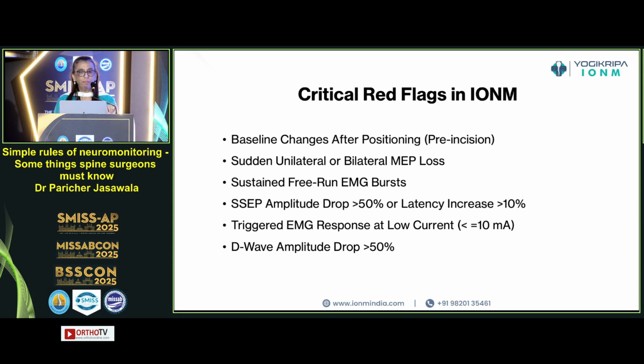And if D-wave amplitude drops by 50%, the resection should be stopped because this is a direct corticospinal response, and it has to be stopped till you get back the D-wave. And you can always go back and try out the MEP. Whenever you are doing D-wave, you cannot be dependent only on the D-wave. You have to have MEP and SSEPs also.